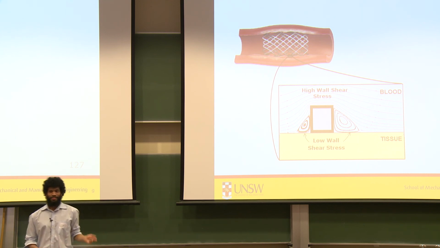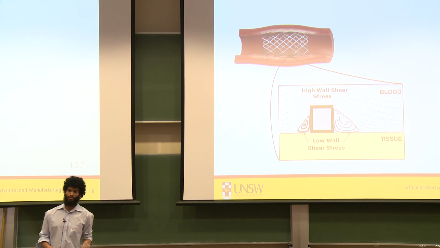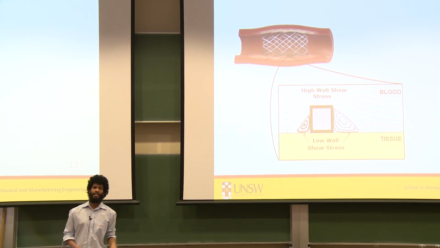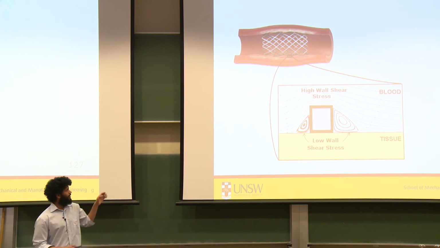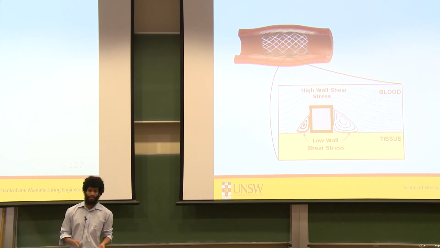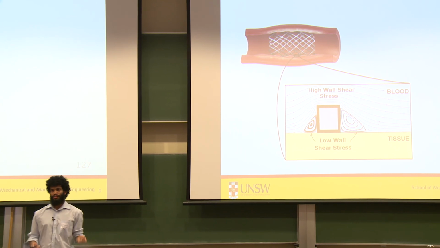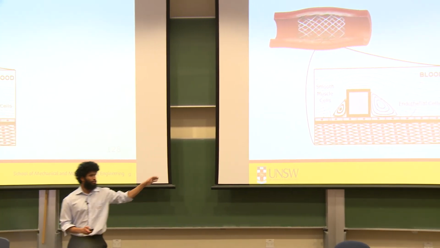Now, the problem with these recirculating flow regions is that they correspond with regions of low wall shear stress, which is the tangential stress imparted on the wall due to the viscous drag of the blood. And furthermore, we also get localized regions of relatively high wall shear stress along the top of the stent struts as well.